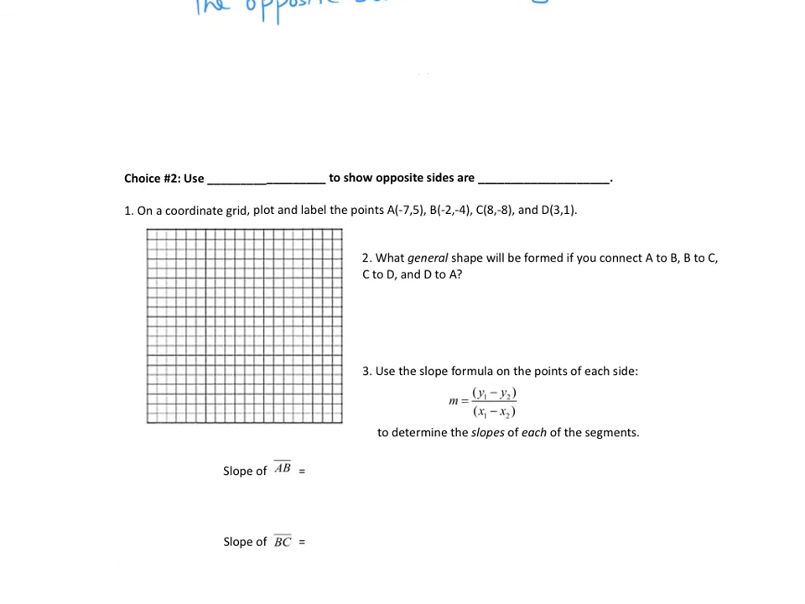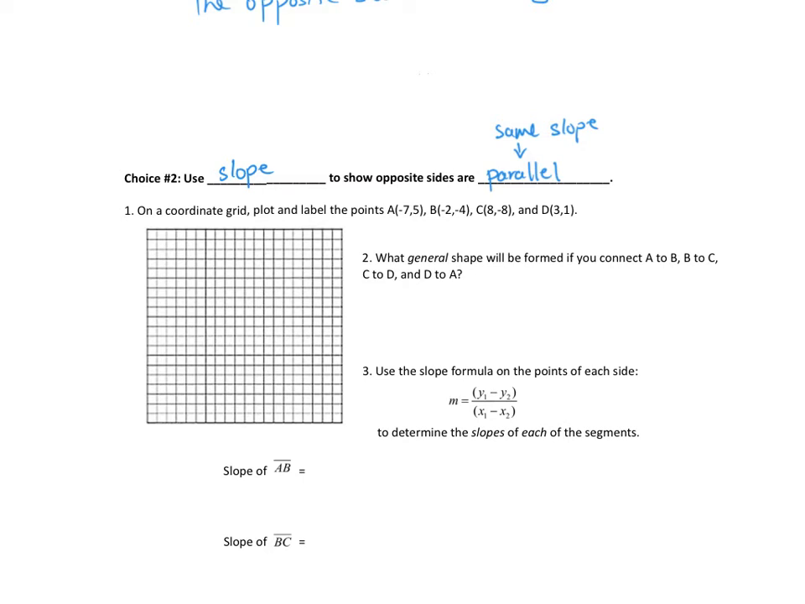Here is another choice that we can do here. The second choice is we can always find the slope to show that the opposite sides are parallel, which means the slope is the same. They have the same slope. So let's graph this. I got some negative signs here.